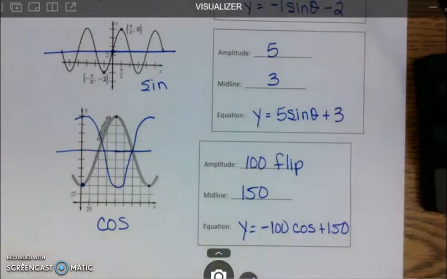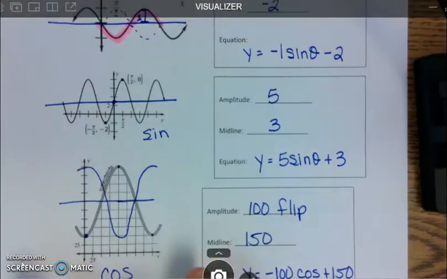I hope this helped in writing your equations. Please make sure you draw all over your pictures. That is going to be the key. I wish you happy drawing.